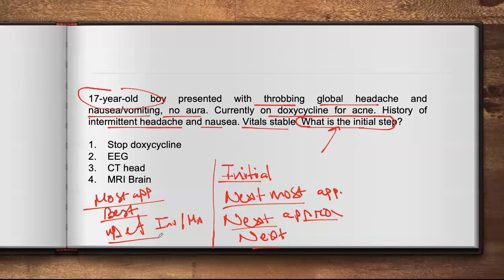Like, let's say that we have got a patient who has a cough and we are thinking of pneumonia. And the question asks you, what will be your initial investigation for a patient who has pneumonia? What do you think? What's the first thing you would do in a patient who might have pneumonia? Chest X-ray, right? That's your next step, or that's your initial step.